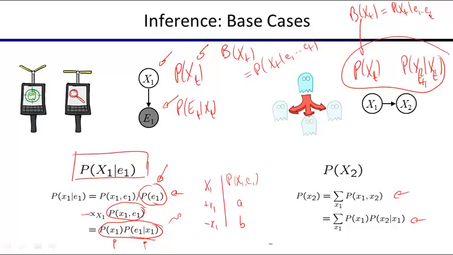Actually, here it's before we get the evidence at time t, so up to time t minus 1. So these base cases are really what we're going to be doing. The only additional thing is that we change the index from 1 and 2 to t and t plus 1. The other thing we're doing is that we are always carrying around all the past evidence.